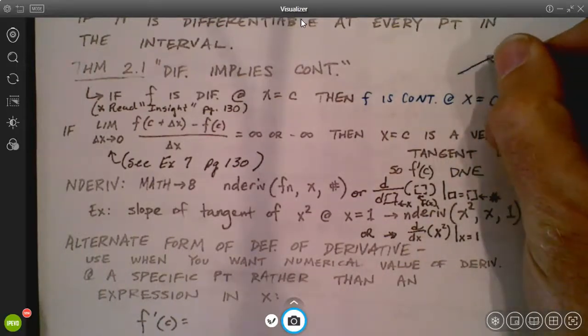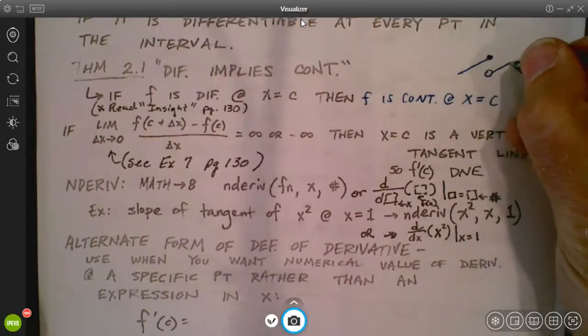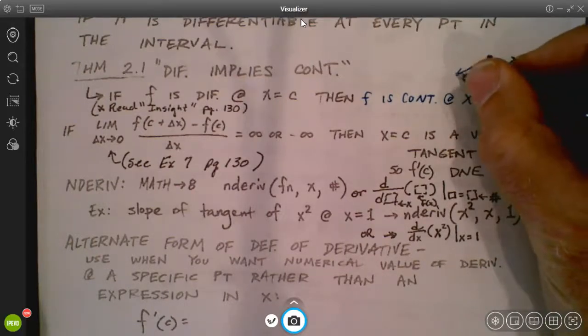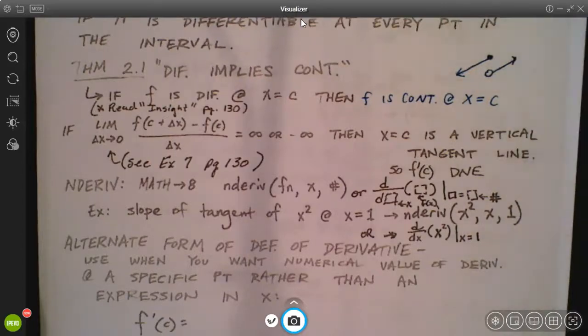So for example, and here's something we've seen before. So if we had something like this, right? So even though this point does exist, it is not continuous at that point, so we could not differentiate at that point.